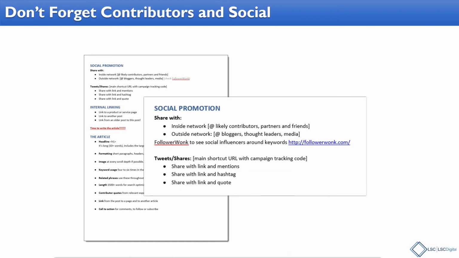Next, to also start thinking about, so we've done our keyword research, we've nailed down what our title's going to be, what our meta description is going to be, what our link is going to be, how we're going to link to other resources within our website, and where ultimately this piece of content is going to live. The next thing we really need to think about is contributors and social promotion.